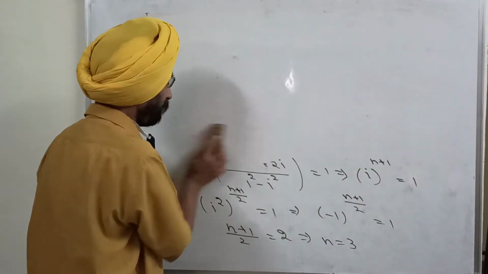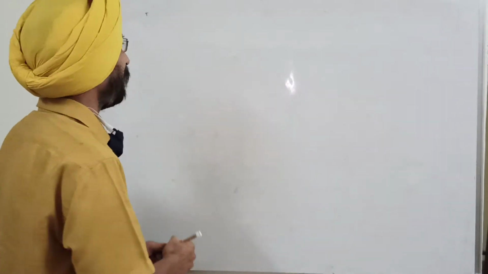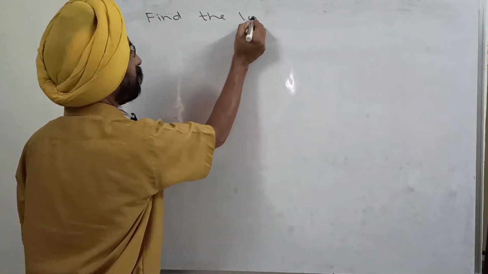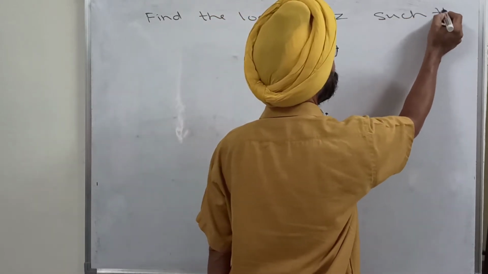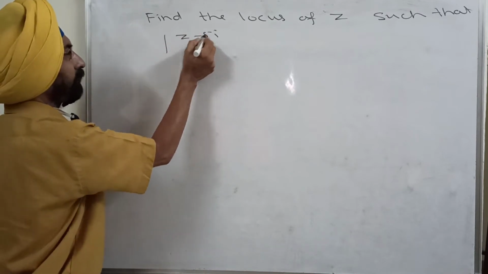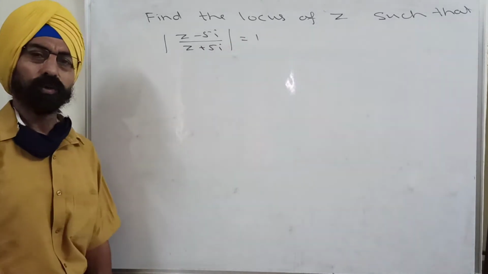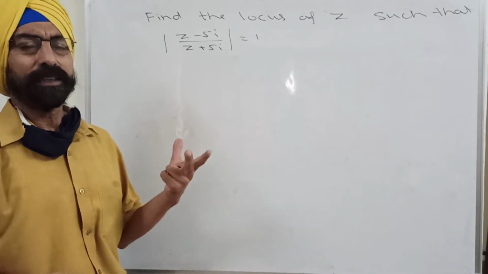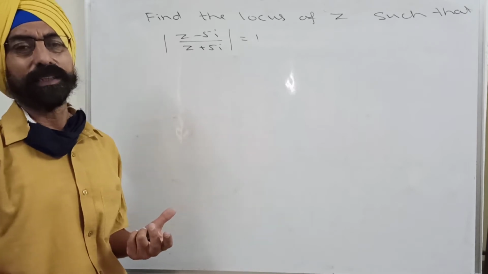So in the next question, the question is: find the locus of z such that mod of (z minus 5 iota) over (z plus 5 iota) is equal to 1. We have to find the locus of z, that means x plus iota y, or in coordinate geometry the ordered pair (x, y), that means the first coordinate is x and the second coordinate is y.